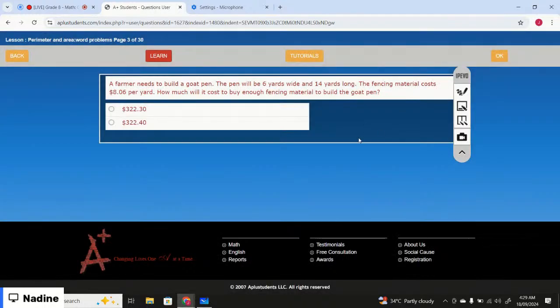Oh, you have to calculate the perimeter, not the area, right? Then the perimeter is 14 plus 14 plus 6 plus 6, right? 40 times 8.06 is 322.40. Option number 1 is the correct option.